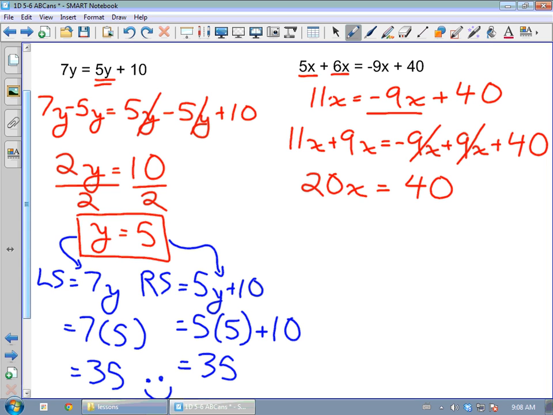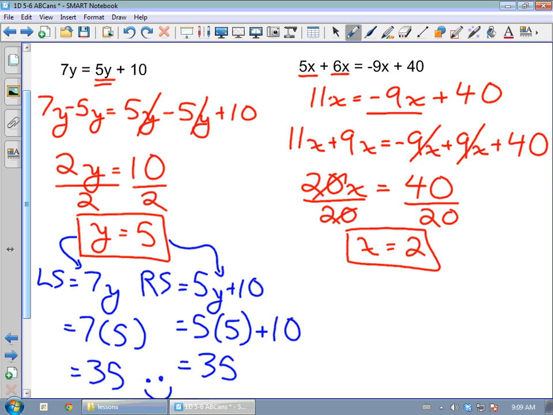How do I finish this off? Isaac, what do I need to do to both sides here? I see multiplication, so what operation am I going to do? Division. What number am I going to divide both sides by? 20. Right, I see multiplication by 20, so I divide by 20. X equals 2. Okay. And let's check this here.